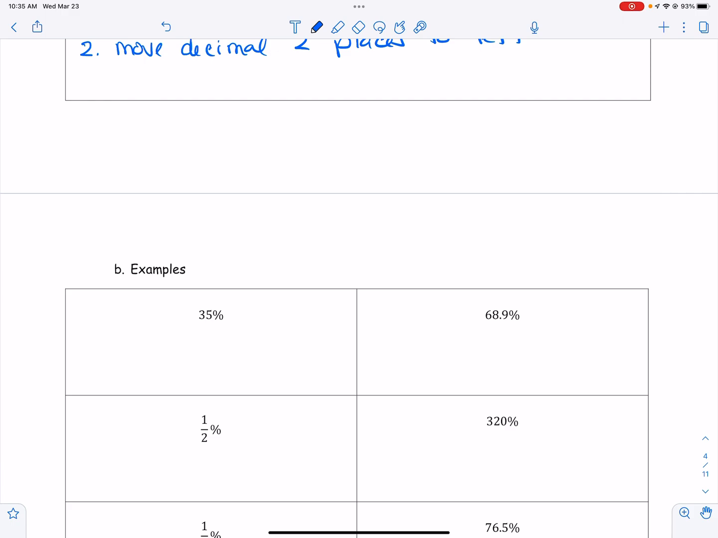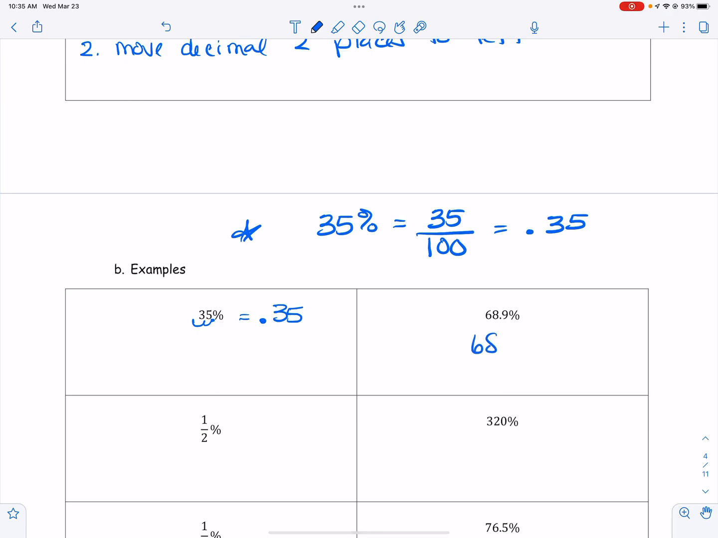So we're going to look at these problems right here. So 35%, we drop the percent sign and we move 2 places to the left. So if the decimal point is there, we go 1, 2, it becomes 0.35. So essentially what you're doing is you are taking 35% and that is becoming 35 over 100. And if I take 35 and divide it by 100, I'm going to get 0.35. So you can do it that way, or you can think of the Dr. Pepper method, drop the percent sign, move the decimal place 2 places to the left. So rewriting this without the percent sign, 2 places to the left, this becomes 0.689.